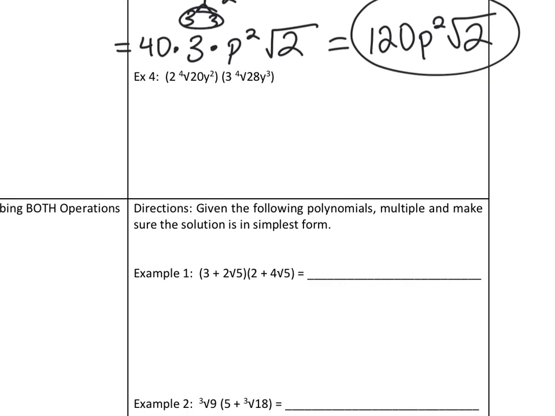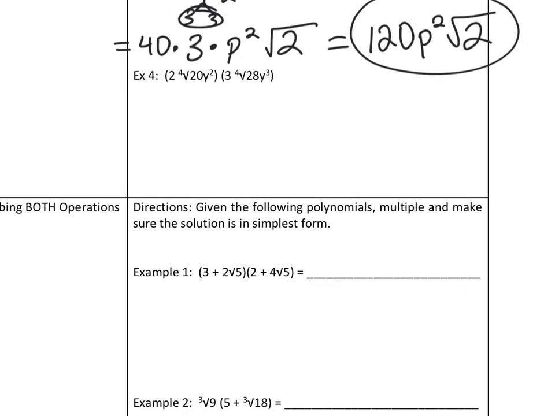Good on that one. I think a lot of us got that, so good deal. Next one, it's going to work very similar. Do they have the same index? Yep, so I'm good to go. Multiply my coefficients. 6, 2 times 3 is 6. Keep my same index. 20 times 28. 560. Y squared times y cubed. Good.